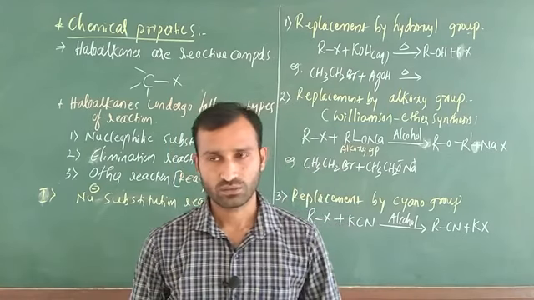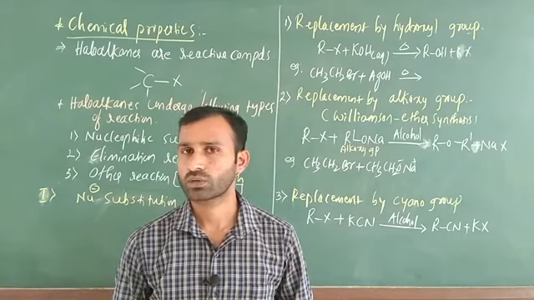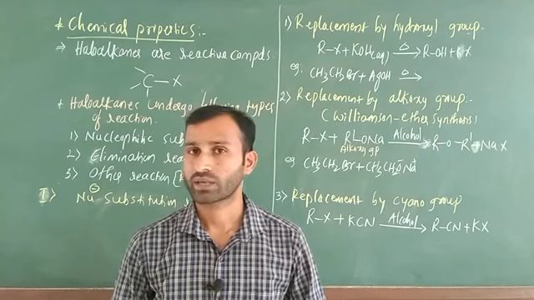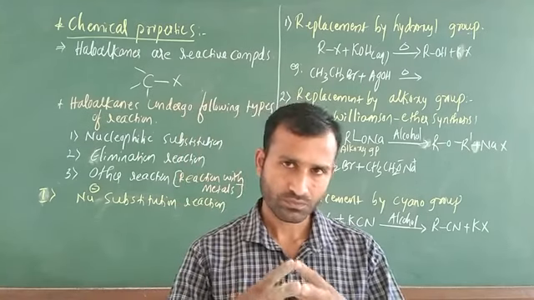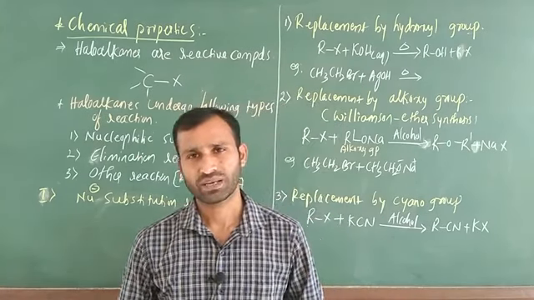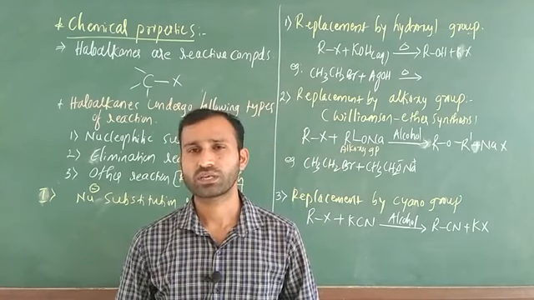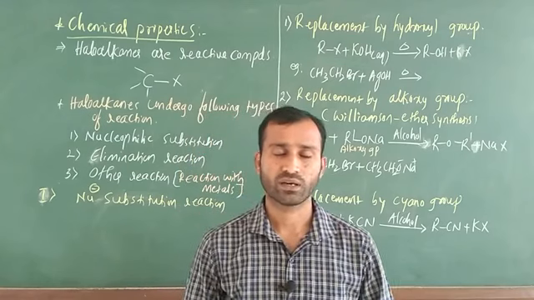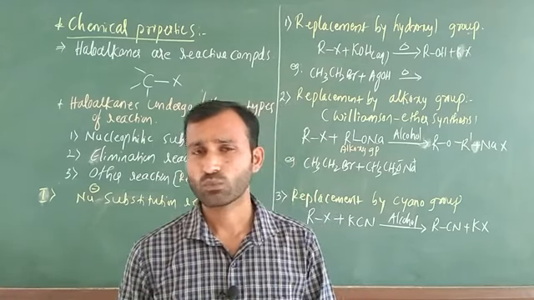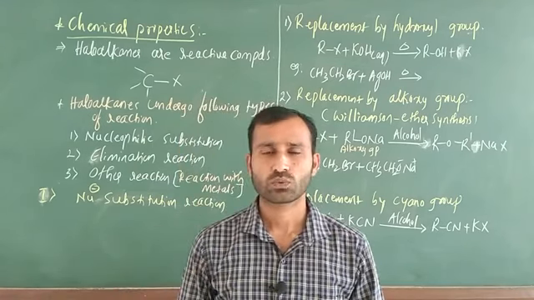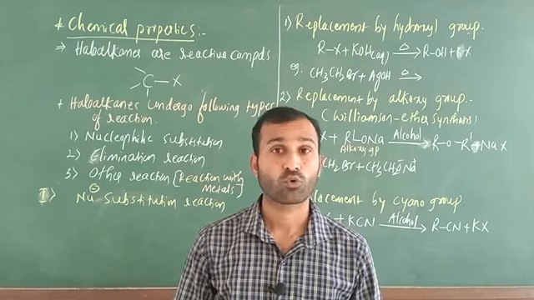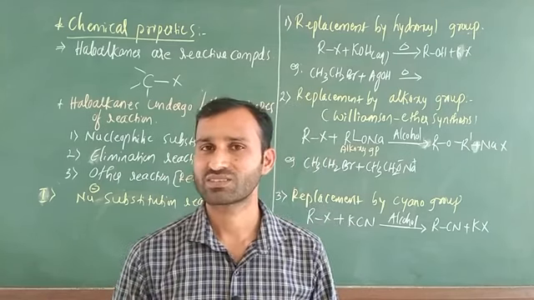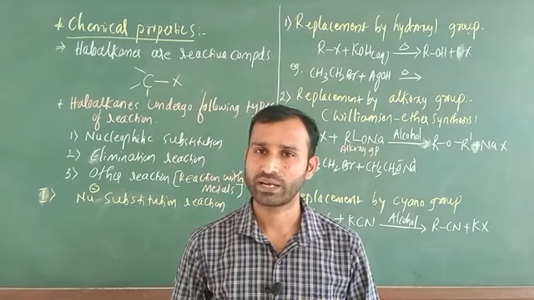Today in this video we are going to discuss the next important topic, the chemical properties of haloalkanes. In chemical properties, the most important point is that haloalkanes are the most reactive compounds. Why most reactive? Because the carbon is attached to the most electronegative elements: fluorine, chlorine, bromine and iodine.